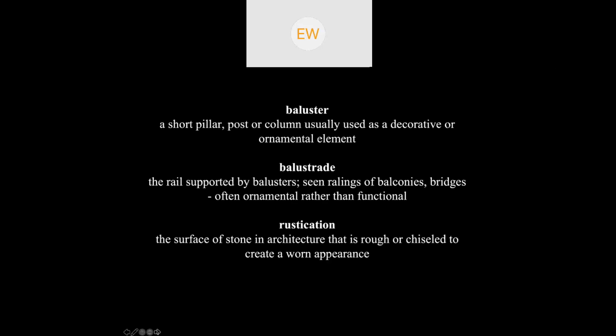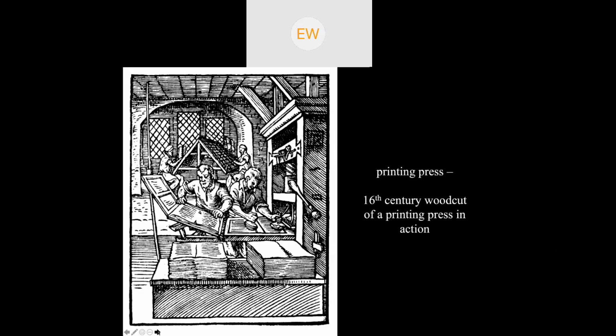So here's some vocabulary. A baluster is a short pillar or post, usually used as a decorative or ornamental element, and a balustrade is a railing made with balusters. And rustication, we've talked about: the surface of stone architecture that is left rough or chiseled to create a worn appearance.